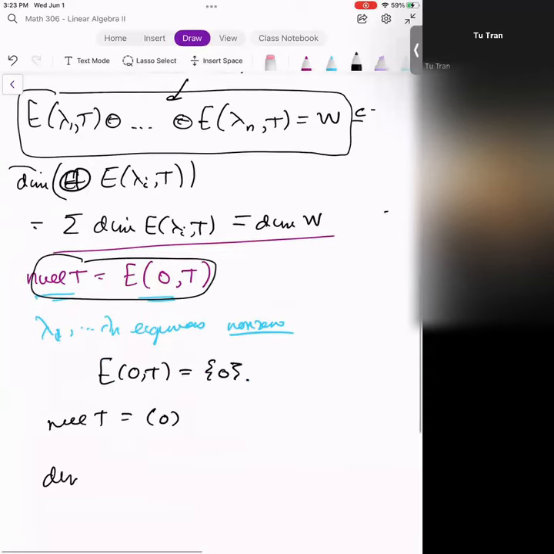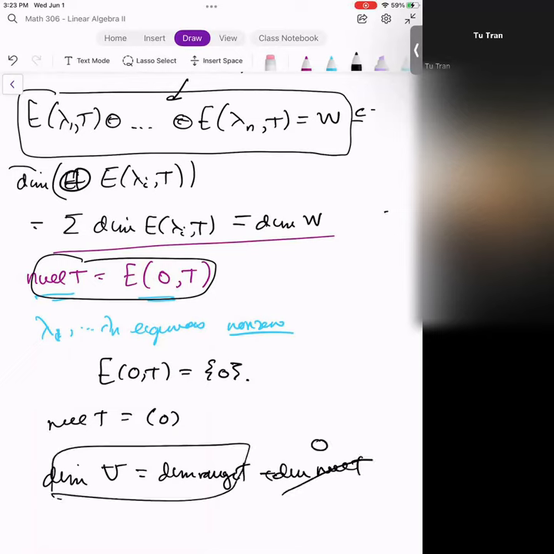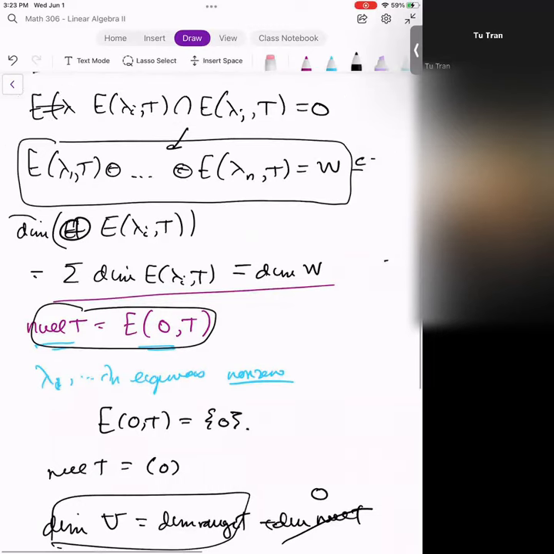And that means the dimension of V is equal to the dimension of the range of T plus the dimension of the null space of T, which is 0. So these things are the same. So you can use the same argument that I did, but now the dimension of V is equal to the dimension of the range of T. Dr. Talida, the question doesn't say that. It doesn't say that 0 is not an eigenvalue.